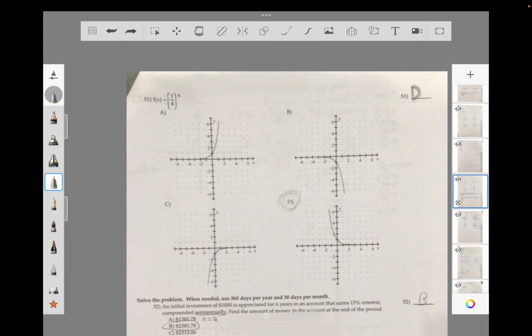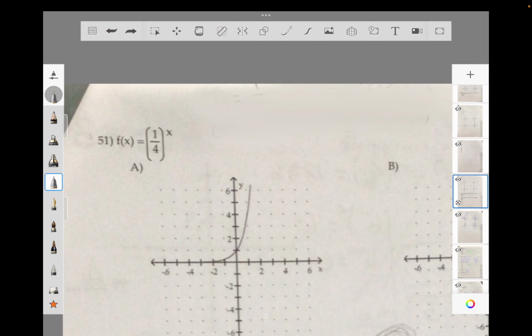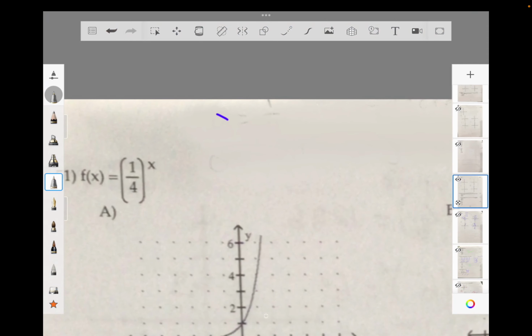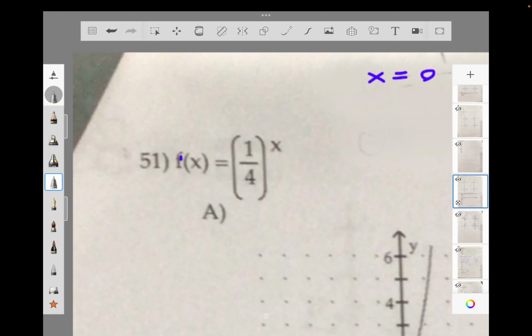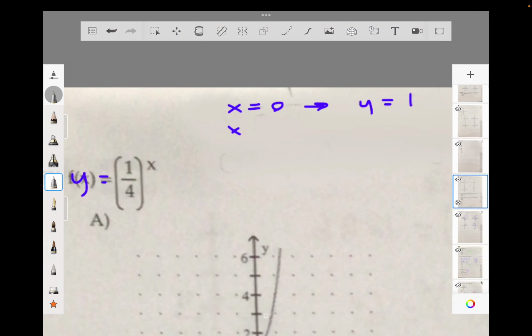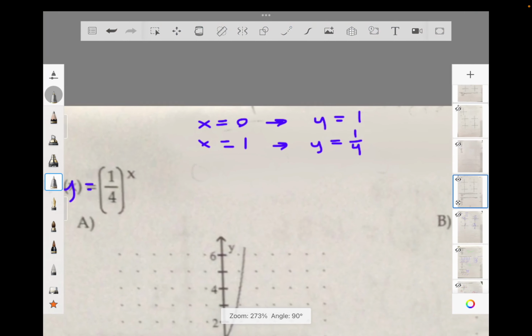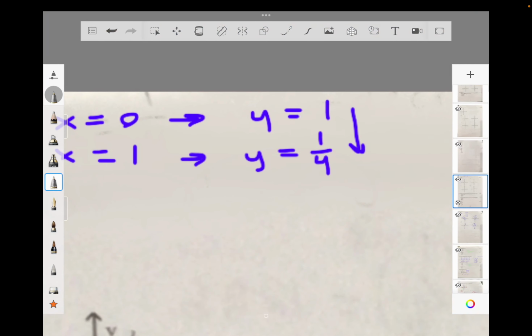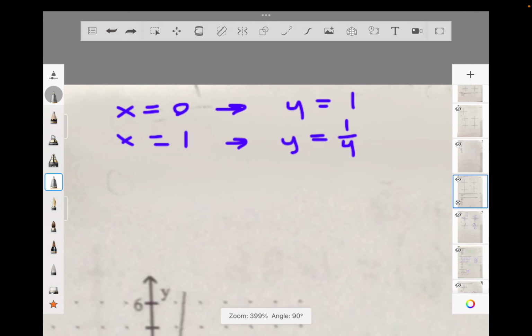F of x equals 1/4 to the x. You could do the same thing here. Anything we plug in for x, if we plug in x equals 0, it just becomes 1. Let's say y equals 1, right? Because this is just saying y equals whatever. If we plug in x equals 1, y equals 1/4. So you could see already that this number is getting smaller because it's going from 1 to 0.25 when we are increasing in x.